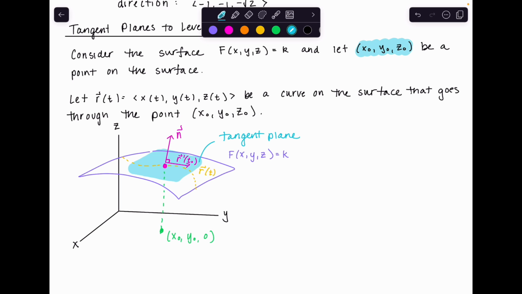So I know r prime of t is going to be in that tangent plane because it is a tangent vector. And I know n is going to be normal to the plane. So I'm gonna actually see something really nice pop up as a result of this. So on this curve, r of t, we have the following.